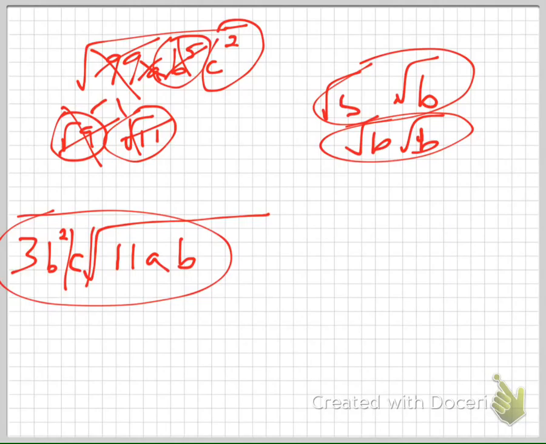Big ugly one. How many of you got that? Try again. Okay, here's a good one. Square root of 28a squared b to the fifth. It's kind of an easy one.